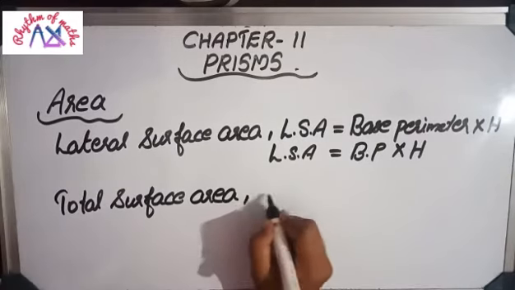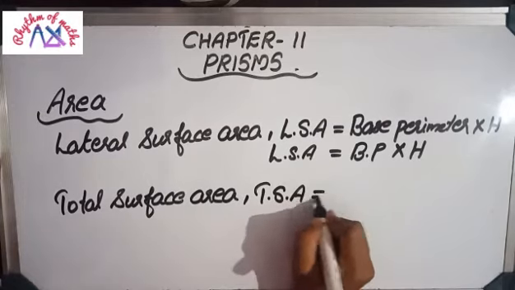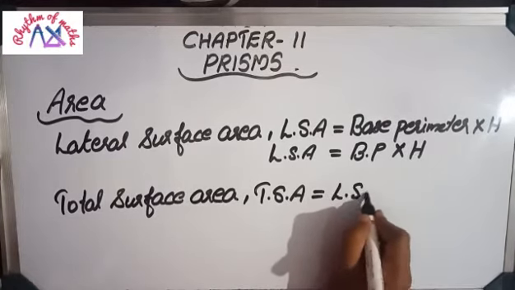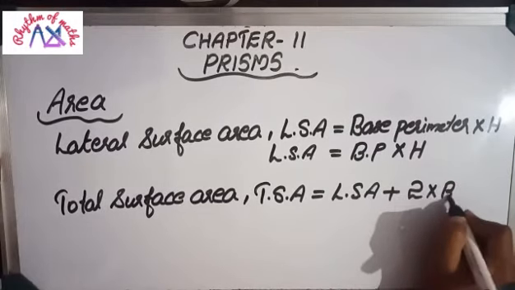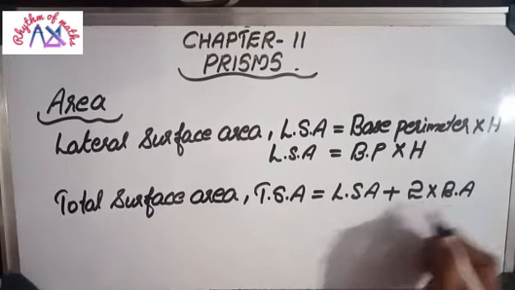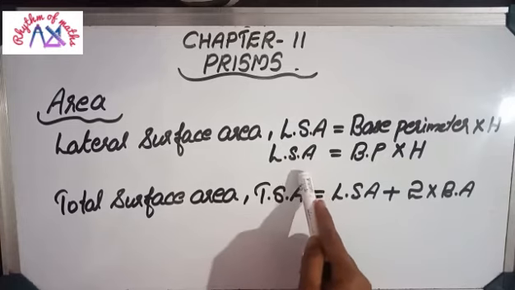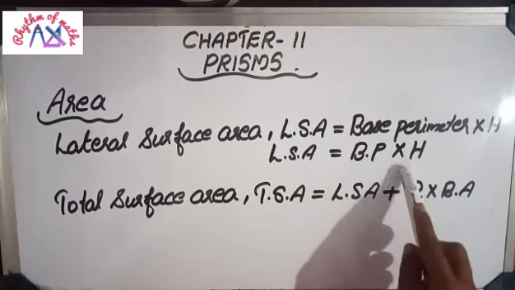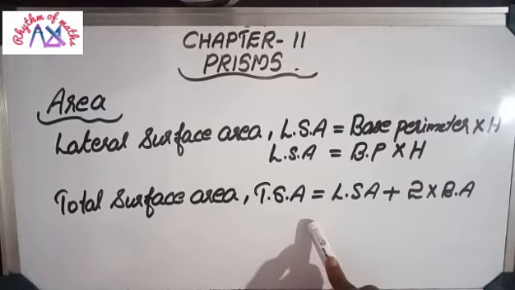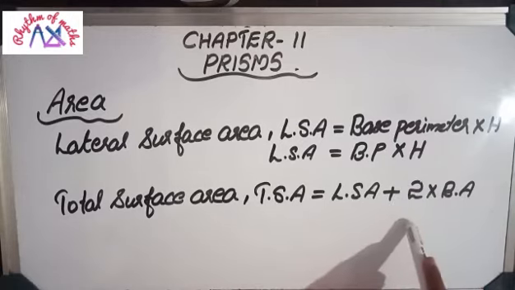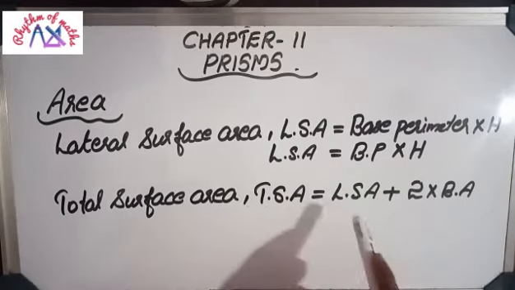So total surface area we can denote as TSA. TSA equal to lateral surface area plus, how many bases are there? 2 bases are there. So 2 into base area. BA means base area. So this is the equation to find TSA, and this is for LSA. LSA equal to BP into H, that is base perimeter into height. Total surface area, TSA equal to LSA plus 2 into base area. Learn this equation by heart. This is applicable for all prisms.